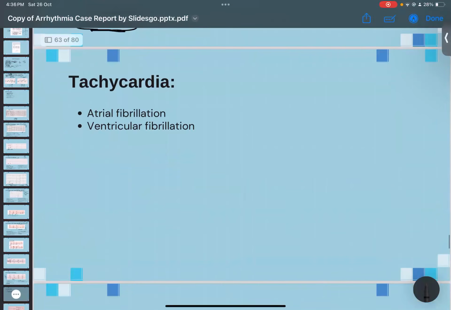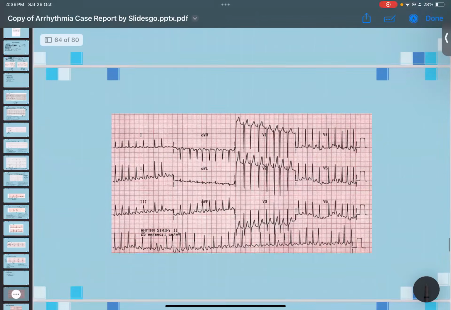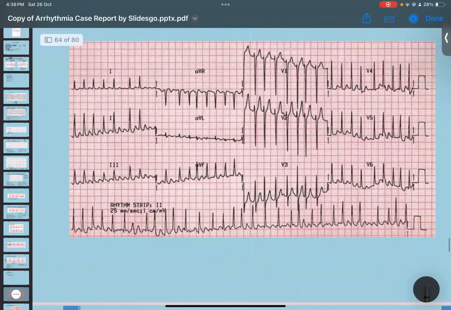Now, coming to tachycardia, Dr. Simon covered for you guys atrial fibrillation and ventricular fibrillation. So that's what we're going to be focusing on. So here, can you identify any P waves?